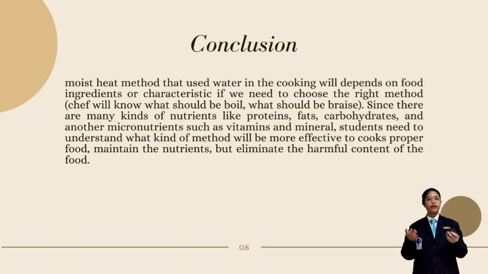So what is the conclusion of our presentation? The conclusion is that the moist heat method that uses water in cooking will depend on the food ingredients or characteristics. We need to choose the right method. Like a chef will know what should be boiled, what should be braised. Since there are many kinds of nutrients like proteins, fats, carbohydrates, and other micronutrients such as vitamins and minerals, students need to understand what kind of method will be more effective to cook proper food, maintain the nutrients, but eliminate the harmful content of the food.